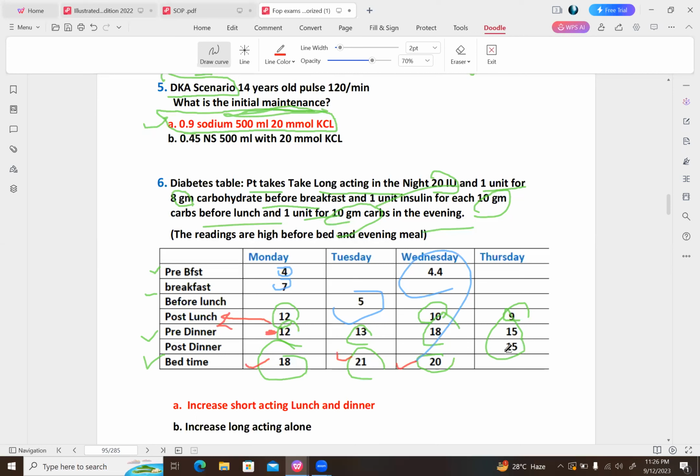So what information I gather is that I have to manipulate the pre-lunch and pre-dinner doses. I have to increase the insulin here and here. Got it? This is easy.